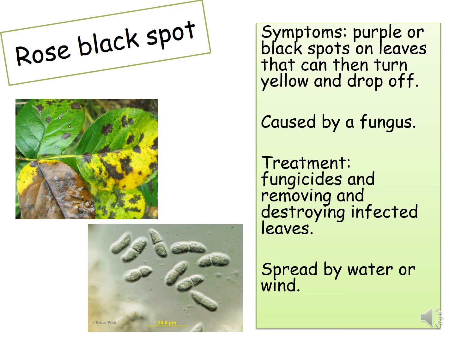Rose black spot is a disease that affects plants. Its symptoms include purple or black spots on leaves that can turn yellow and then drop off. It's caused by a fungus. Treatment includes fungicides and removing and destroying infected leaves. It's spread by water or wind.